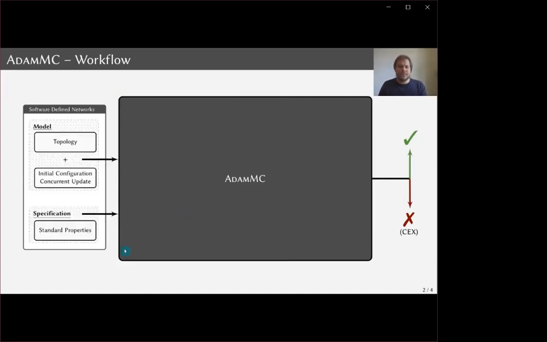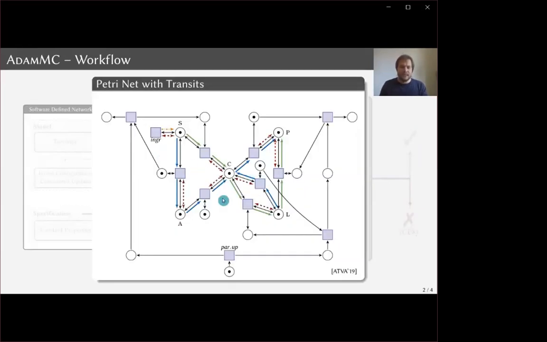So this is the first possibility as an input for AdamMC. In the first step, we take the model here. So we take the topology, the initial configuration, and the concurrent update, and we create a more general model out of this. So we create a Petri net with transits. This is a Petri net with transits, and for the control part, it's really just a standard Petri net. And for the data flow part, we refine the flow relation of the transitions.